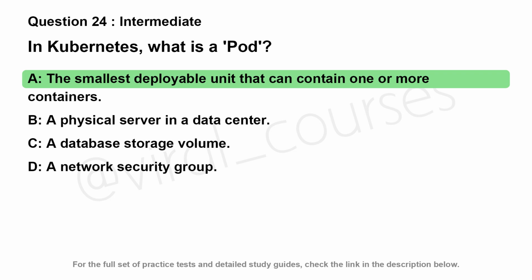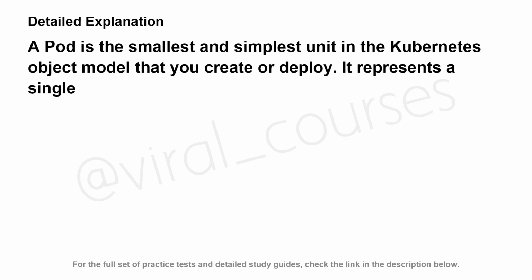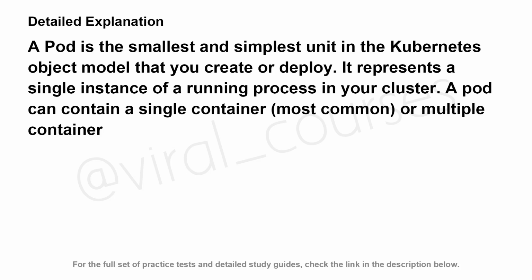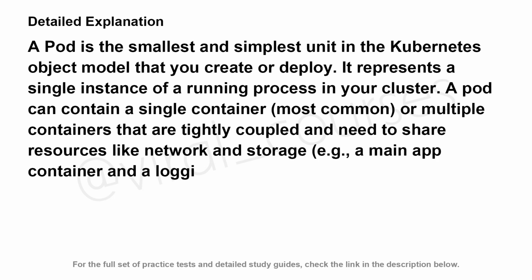The correct answer is A. A pod is the smallest and simplest unit in the Kubernetes object model that you create or deploy. It represents a single instance of a running process in your cluster. A pod can contain a single container (most common) or multiple containers that are tightly coupled and need to share resources like network and storage, e.g., a main app container and a logging sidecar container.